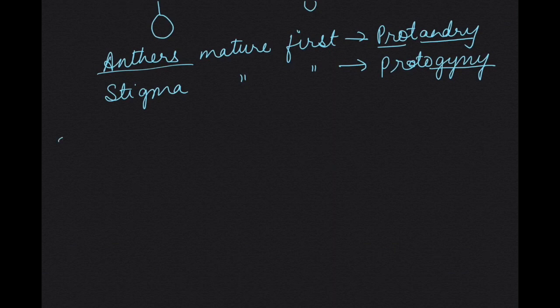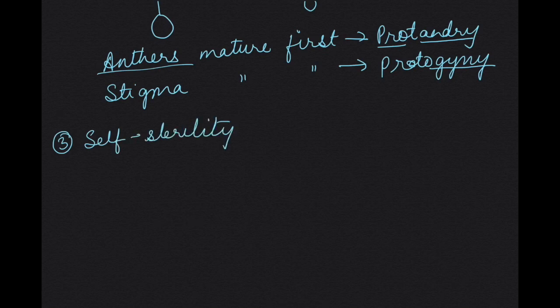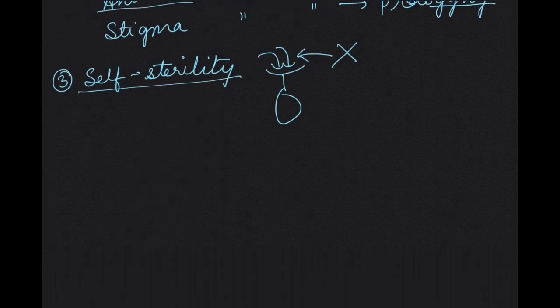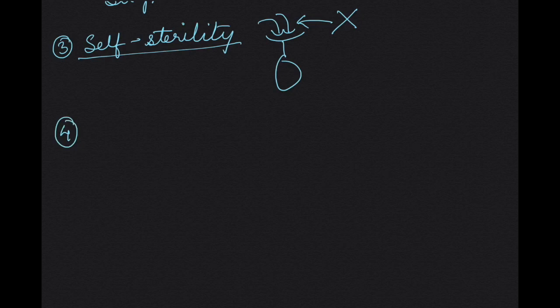Okay, next way by which nature favors cross-pollination is self-sterility. Okay, self-sterility means a condition where even if the pollen grains fall on the stigma, the pollen grains of the same flower will not germinate. Okay, so in this case, the pollen grain which comes from another plant but of the same species will only germinate. So if the pollen from the same flower falls on the stigma of the same flower, then fertilization will not take place. So that is known as self-sterility.